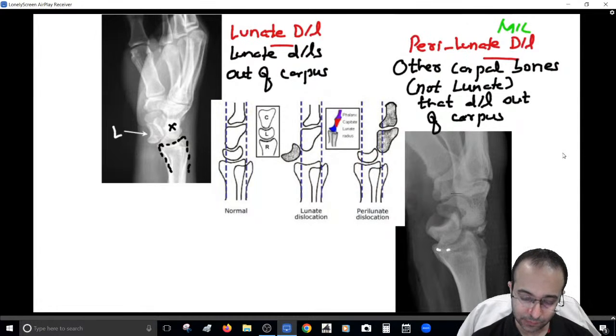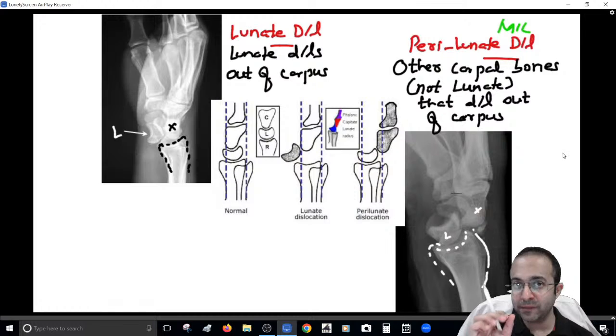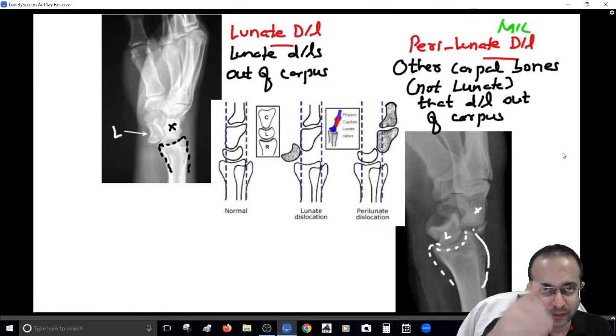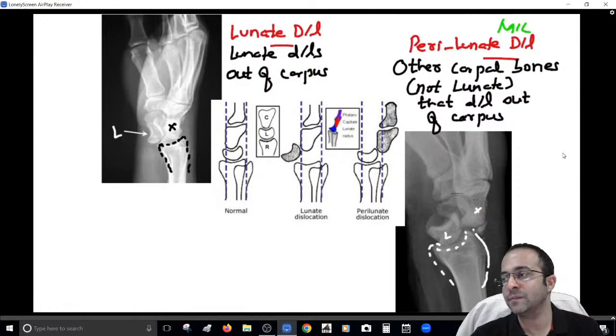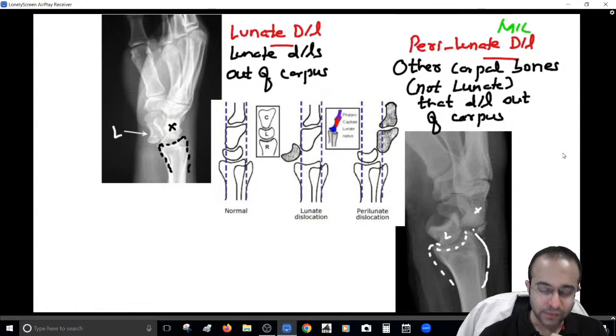But see this distal radius, and this half moon shaped bone lunate, and these other carpal bones. Lunate is with the radius, but not the other carpal bones. So this is perilunate dislocation. Would you guys be able to pick up both the dislocations from the X-rays? Are you clear with the two types of dislocations? Can I have a thumbs up from you guys, please? So you can see them now.